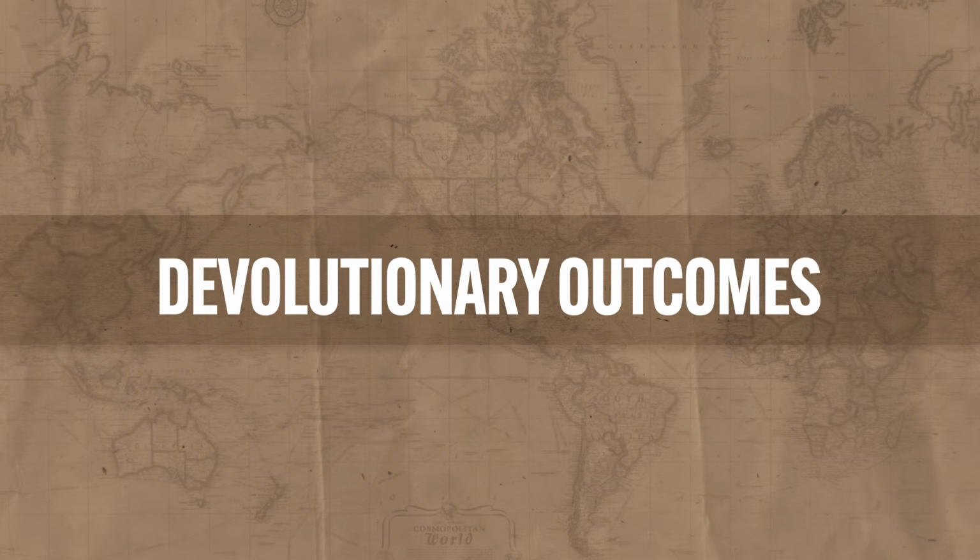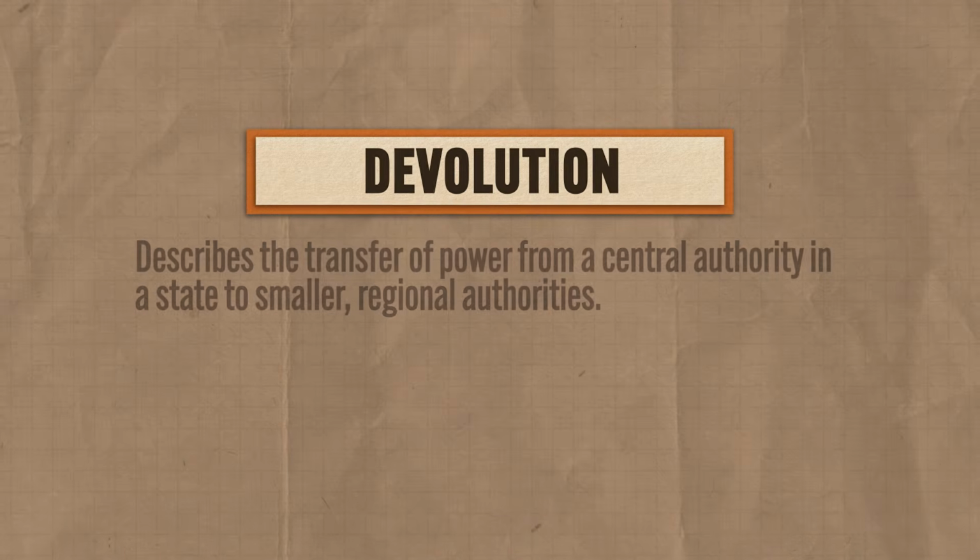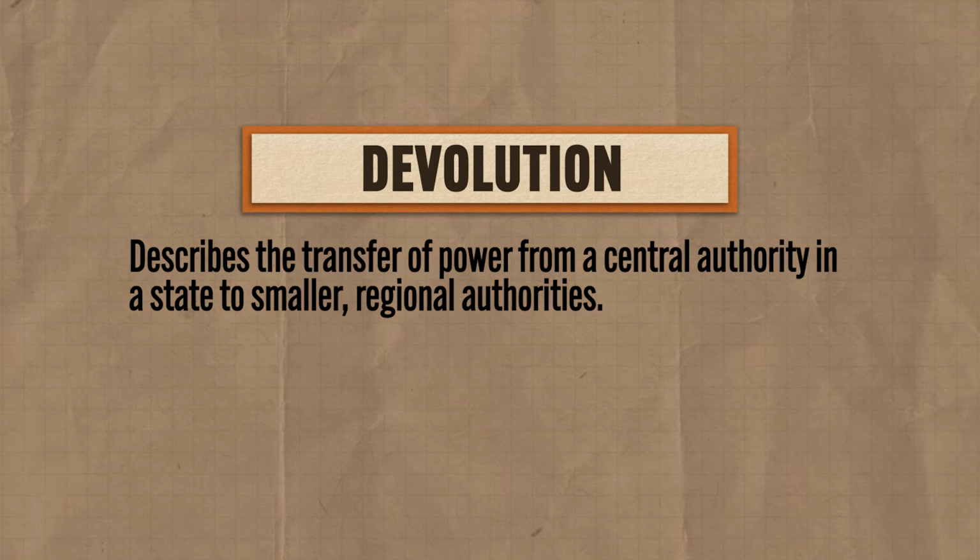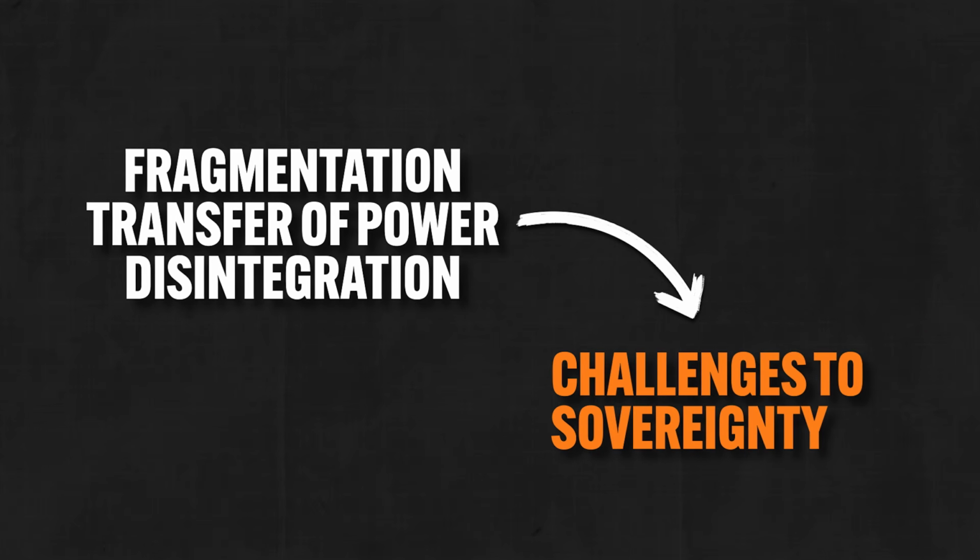Okay, in the last video we talked about devolution, which by definition describes the transfer of power from a central authority in a state to smaller regional authorities. So if you watched that video, then you have that concept firmly crammed into your brain fold. But here I want to explain three very specific outcomes of devolution and how they illustrate how states respond to challenges to their sovereignty.